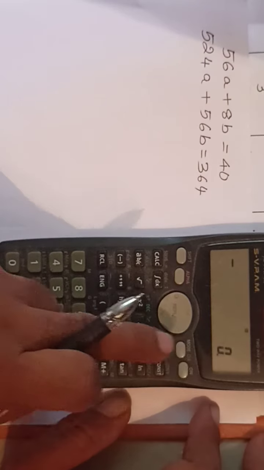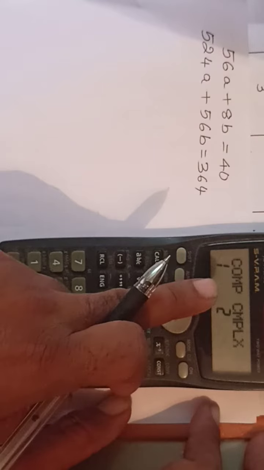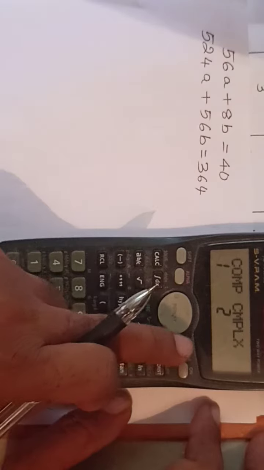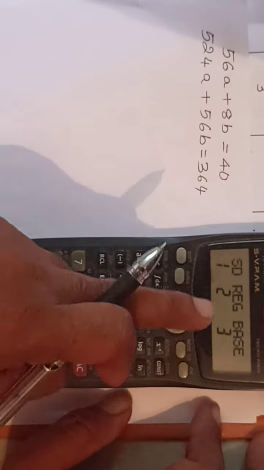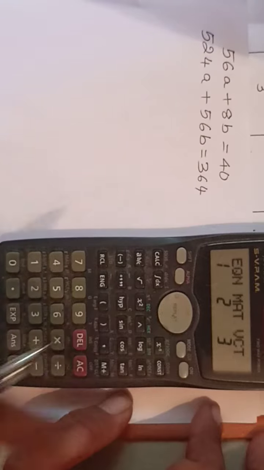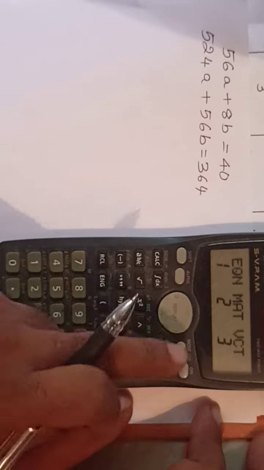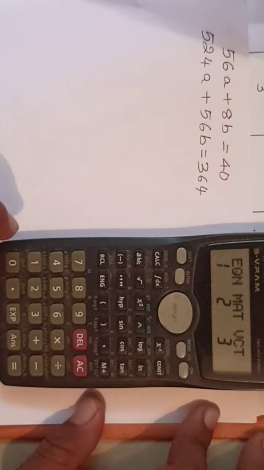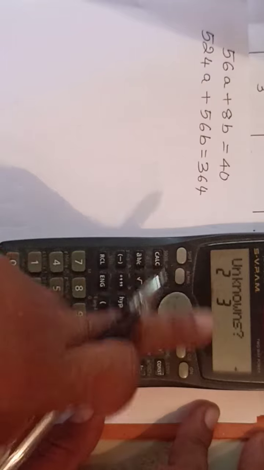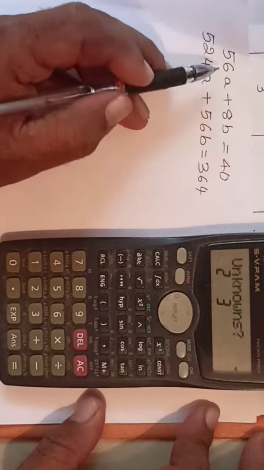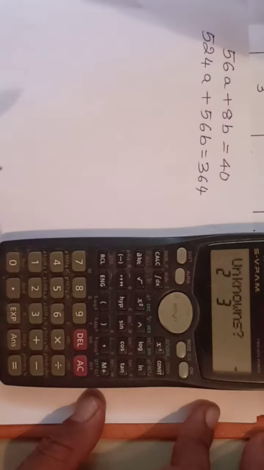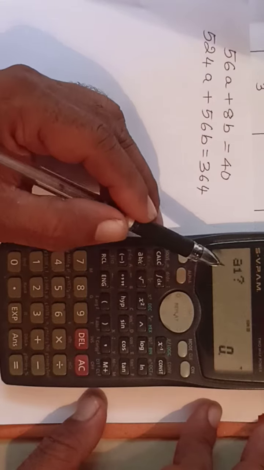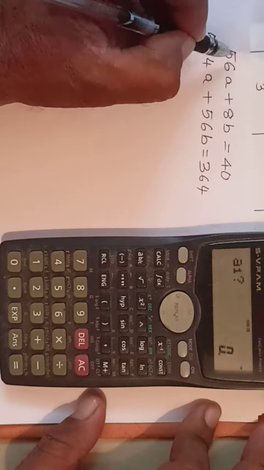Go for the mode button and press 1. First it will show complex, which we don't require, we require equation. Press once again, it is SD and base. Next, 3. So we pressed the mode button 3 times and got equation. It is 1, so press 1. Unknowns they are asking, A, B. Two unknowns are there, 3 are not. So press 2. Here we got A1.